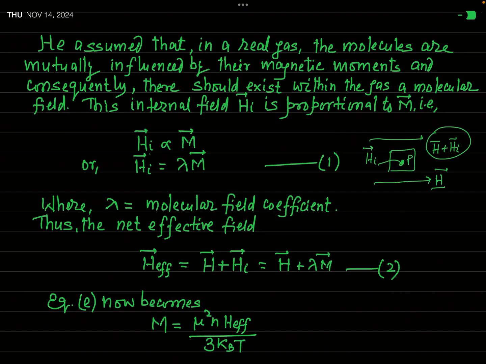According to Weiss, this internal field Hi is proportional to the magnetization M. So Hi is given as lambda times M. Here this lambda is called the molecular field coefficient. And so the net or effective magnetic field at a point inside the specimen of a paramagnetic material should be equal to H plus Hi, where H is the external magnetizing field and Hi is the internal molecular field developed in the material due to the intermolecular interaction between the molecules or atoms. So H effective will be equal to H plus Hi, and Hi is equal to lambda times M, so this will be H plus lambda M.